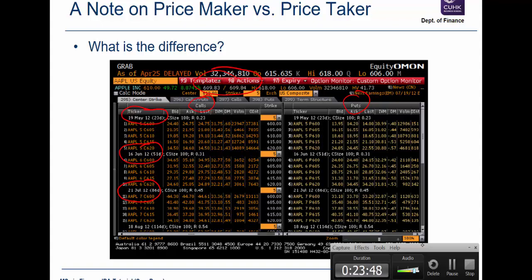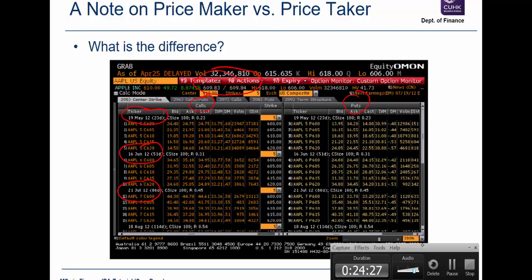So for that moment in time, you are the price maker, okay? Because you enter your price, and you want people to trade on your data entry. So you're not going to buy the offer or sell at the bid, but you enter your own price. So just be clear in your mind about the difference between the price maker and the price taker. Okay? Everyone is okay? Yeah? So that is price making.